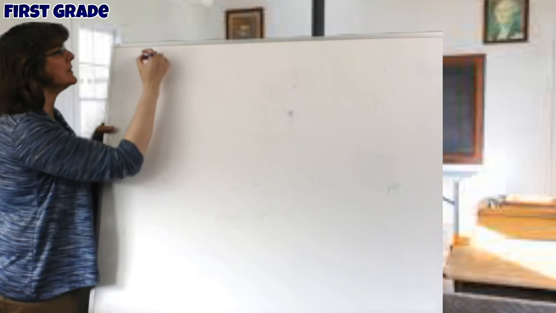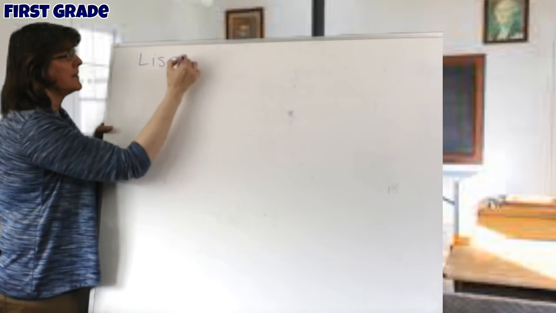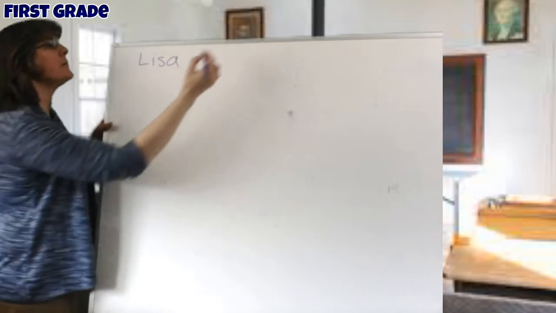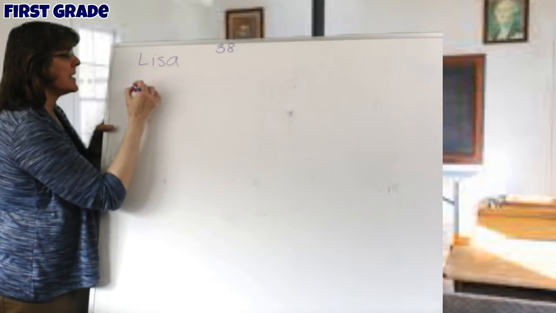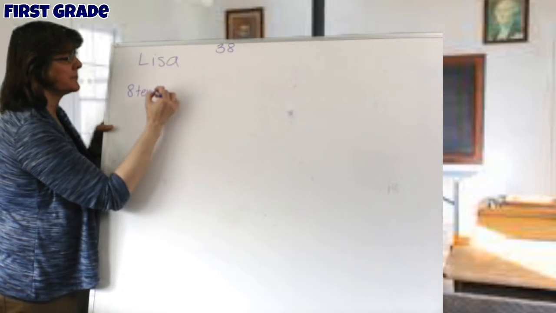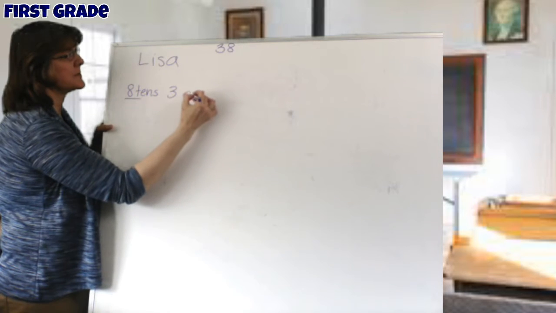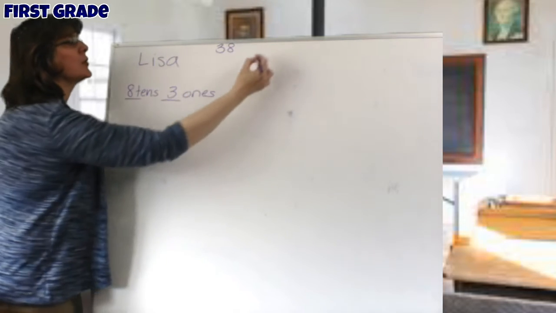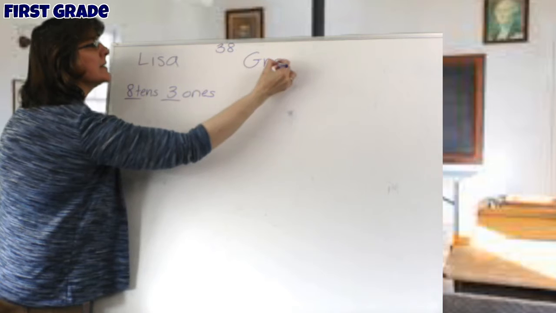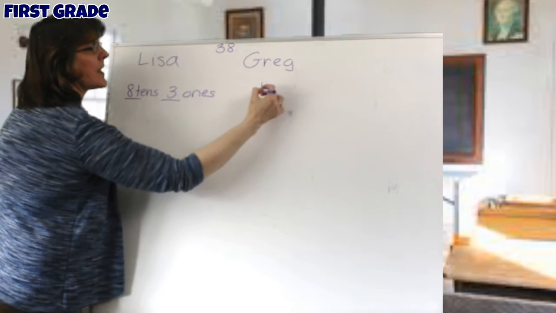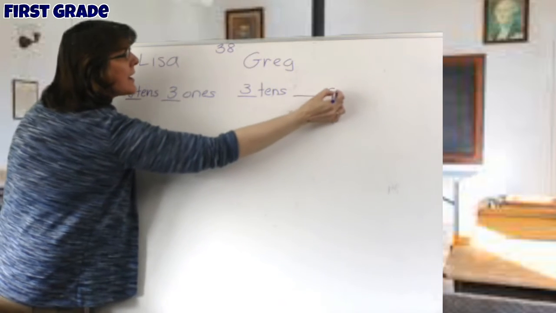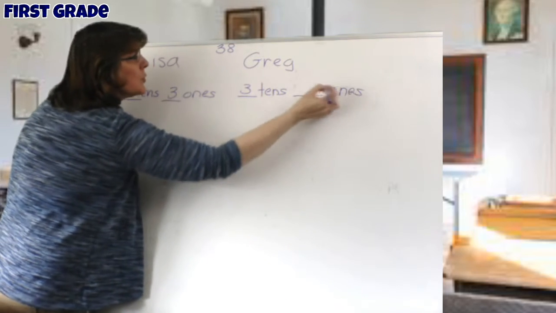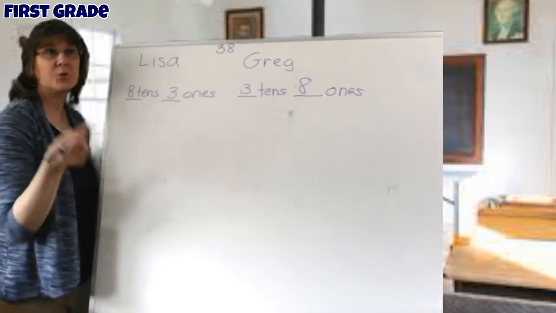So I have a story. Let's say that Lisa says that the number 38, she says that is 8 tens and 3 ones. Greg says that the number 38, he says there are 3 tens and 8 ones. Who is correct and how do we draw to show it?